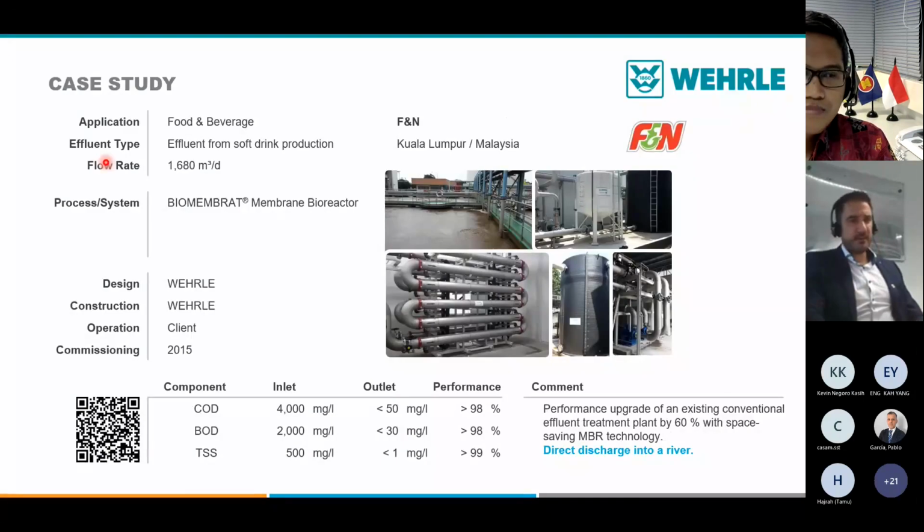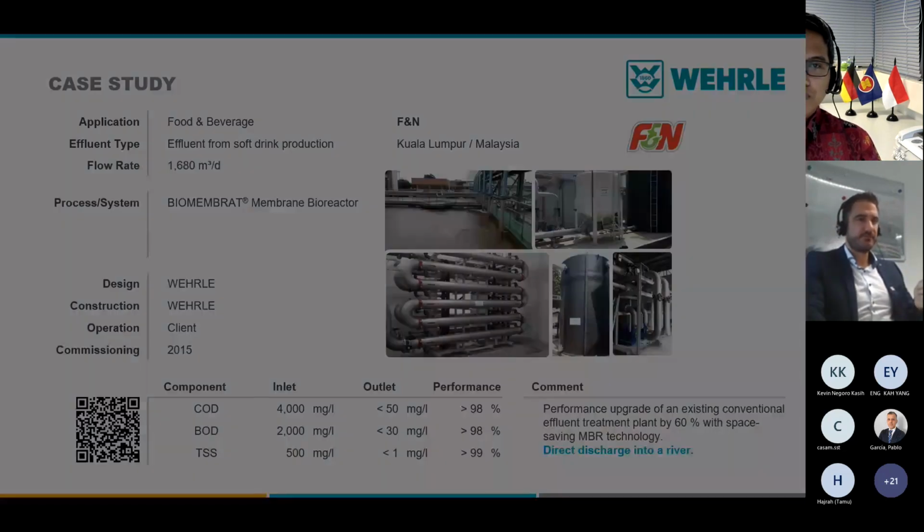This is FNN. I think probably all of you know this from Malaysia, a soft drink producer. That was an interesting project since FNN already had a conventional system, but they needed to upgrade since they increased their production. We converted the conventional system into a biomembrane. That means we increased the bacteria concentration in the existing tanks, and we installed an external ultrafiltration unit since the sedimentation tanks cannot handle the increased MLSS ratio.